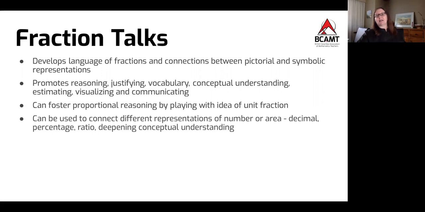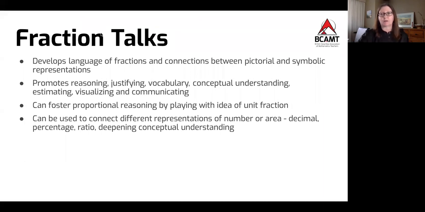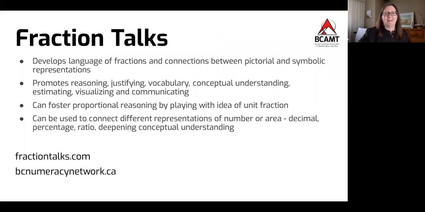And then again, connecting to other different representations of number or area as a representation. So making those connections between decimals and percentages, ratios, in order to deepen students' conceptual understanding of fractions. And fractiontalks.com and the other website, bcnumeracynetwork.ca, has a whole page dedicated to instructional routines and more resources and links there as well.